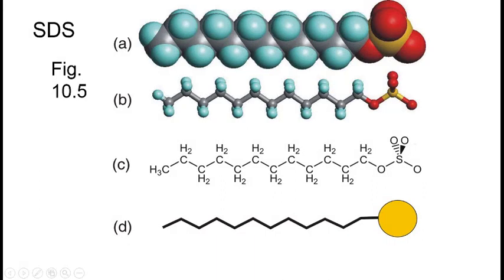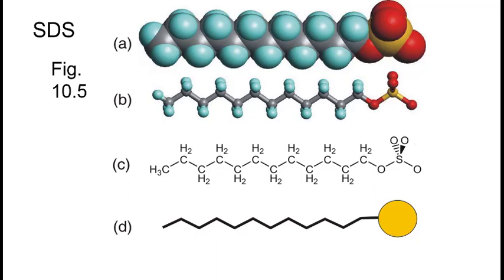Here are 4 different representations of sodium dodecyl sulfate, better known as SDS. A is a space-filling model, B is a ball and stick model, and C is the Lewis structure. The structure is reminiscent of the fatty acid we saw before. There is a hydrocarbon chain with 12 carbons and what appears to be a sulfate group at the right end, where one of the oxygens is bonded to the chain.